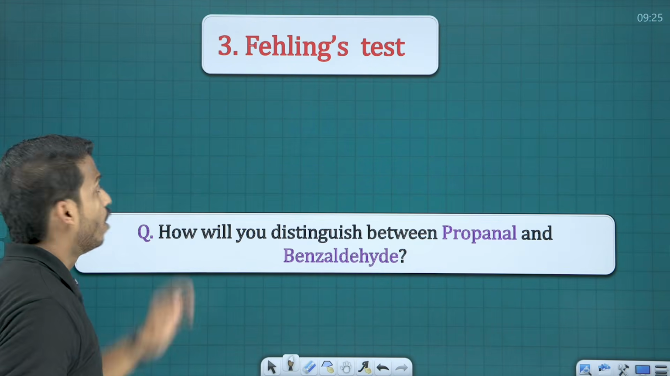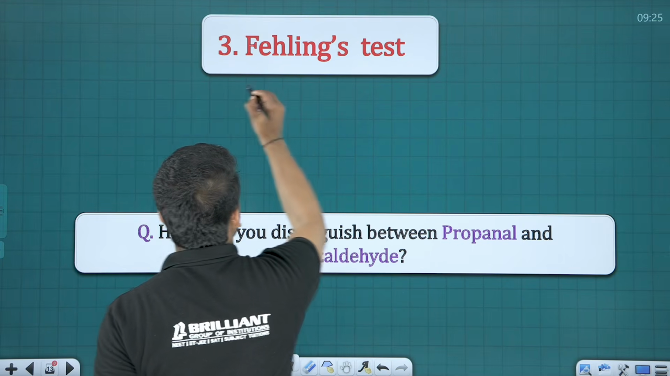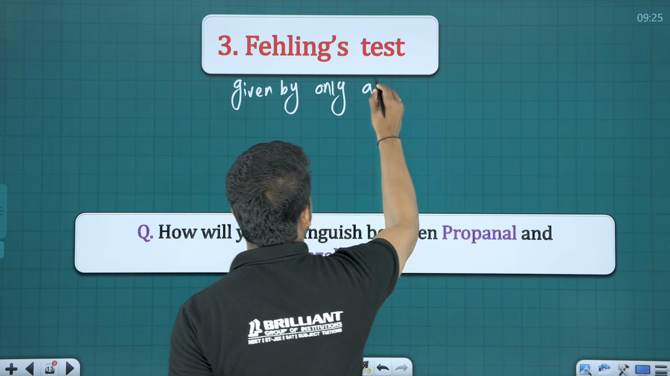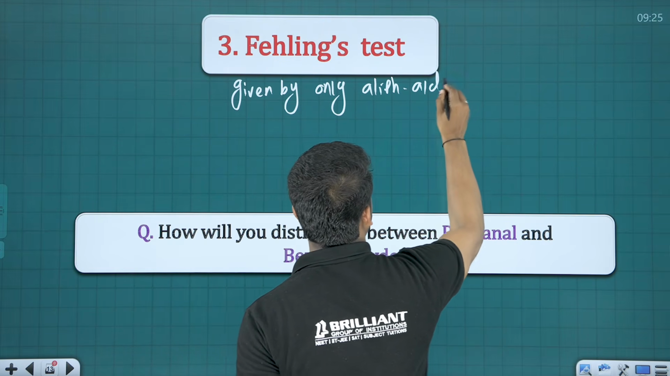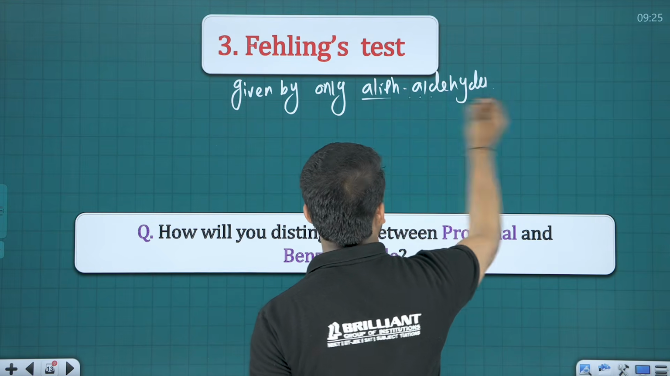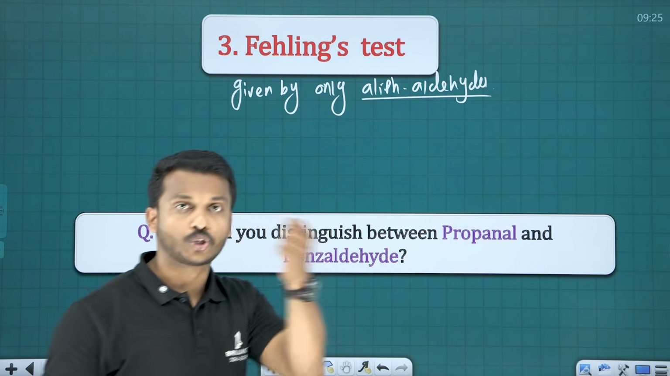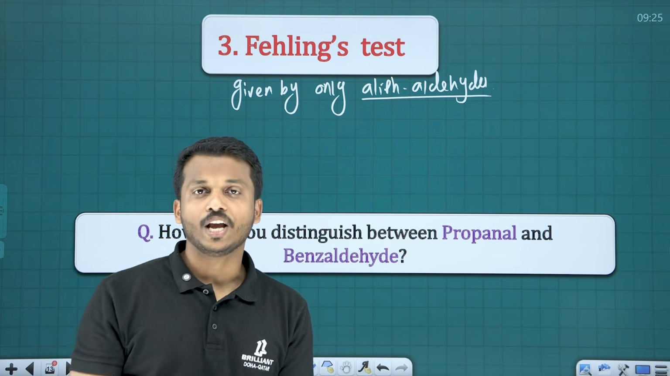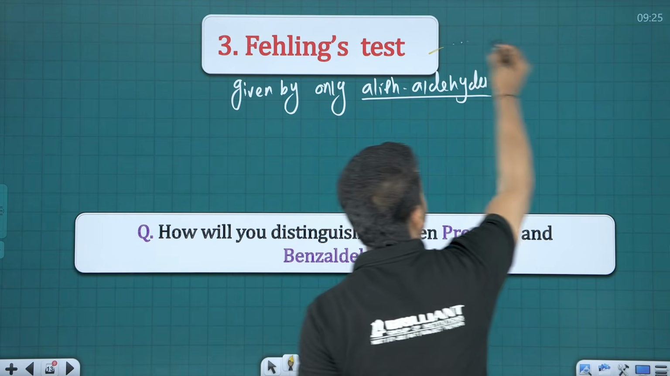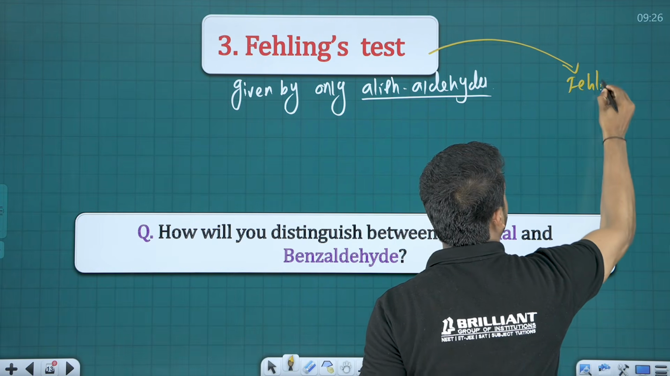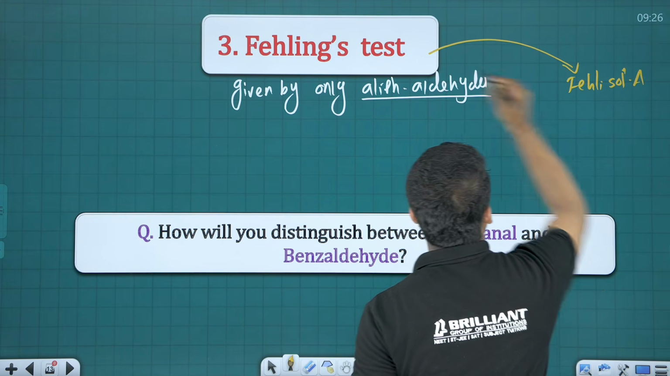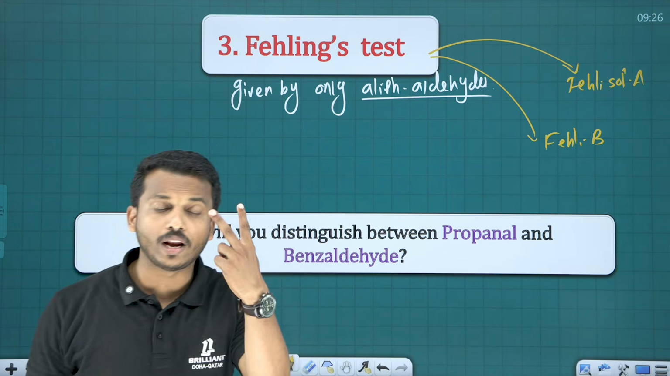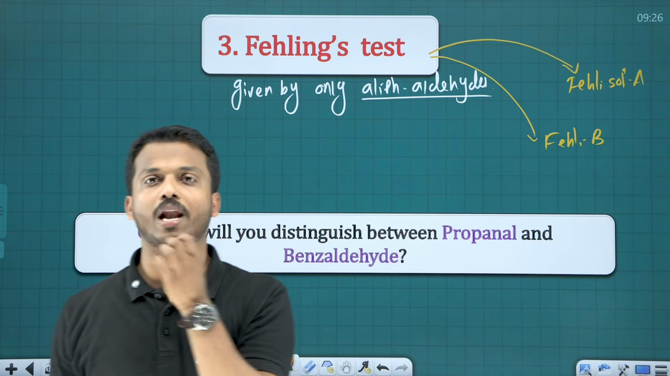Ready? Next we have Fehling's test. Fehling's test is given by only aliphatic aldehydes. What is Fehling solution? For Tollens test we use Tollens reagent; for Fehling's test we take Fehling solution. There are two solutions: Fehling solution A and Fehling solution B. We use both of them in equal amounts for the reaction.